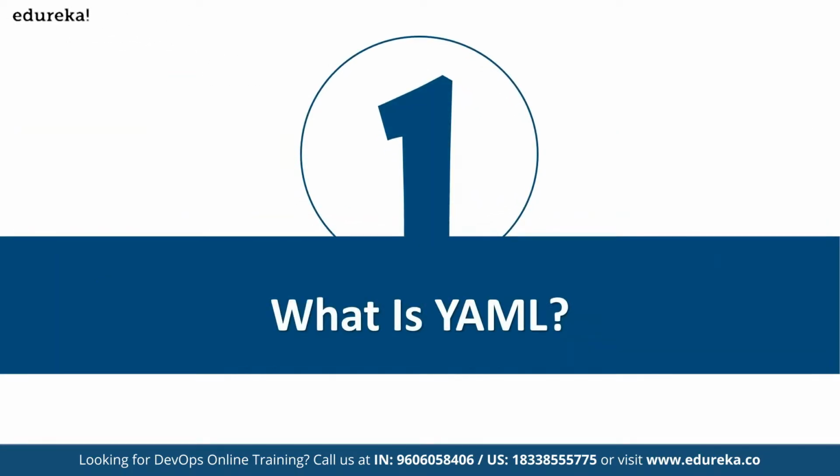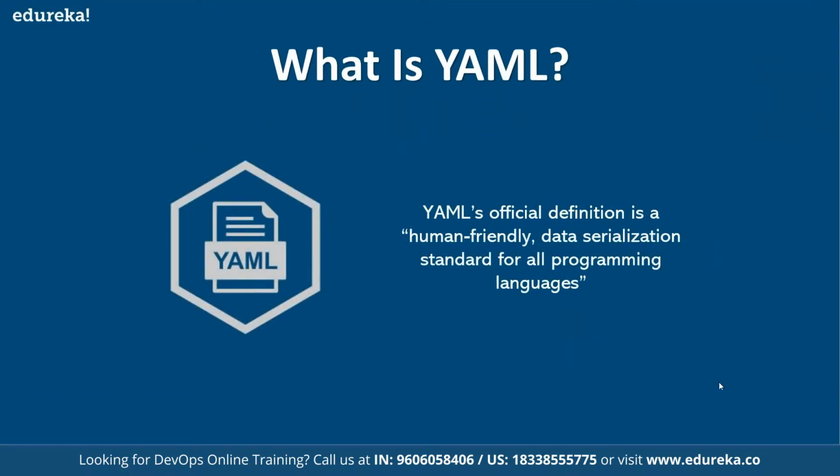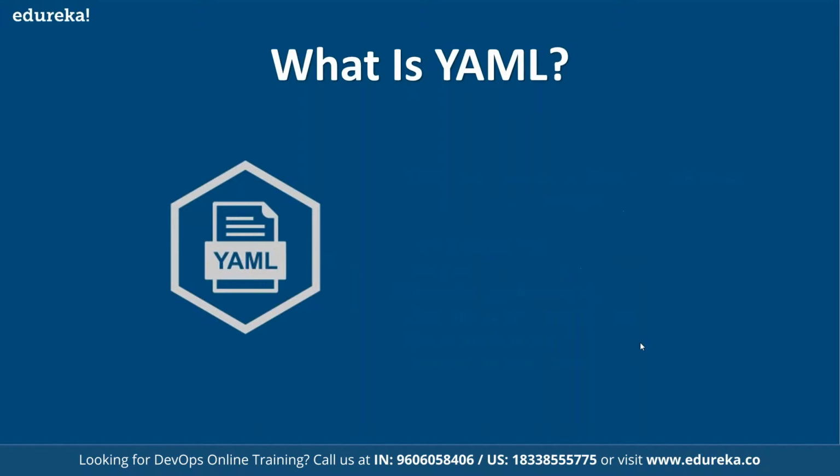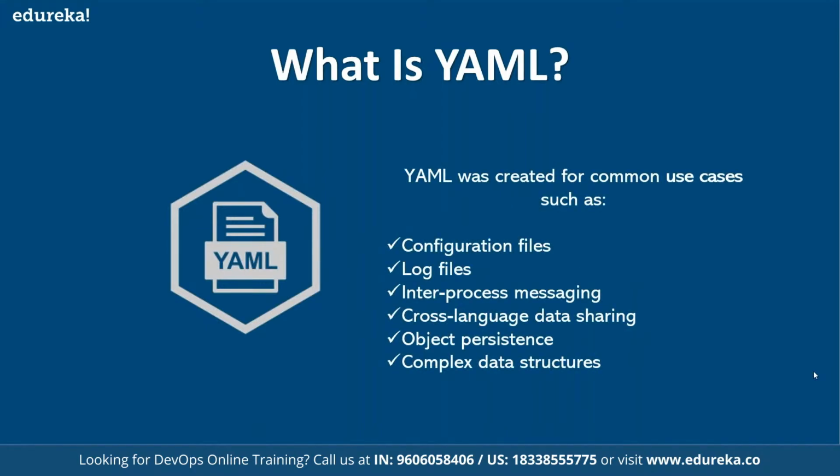What is YAML? Its official definition is human-friendly data serialization standard for all the programming languages. That's what the definition of a YAML file is all about. This definition that you're seeing is from YAML.org. YAML was actually created for commonly used use cases such as configuration files, log files, inter-process messaging, cross-language data sharing, object persistence, and complex data structures. So this is the reason the YAML file has been created.